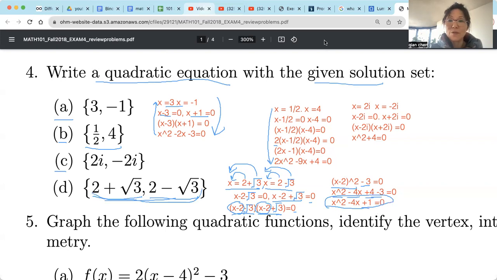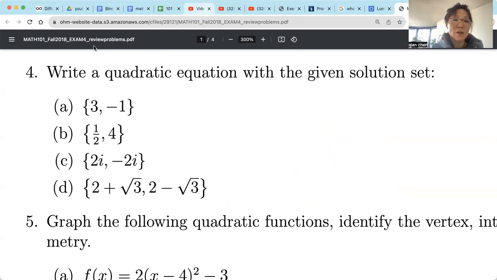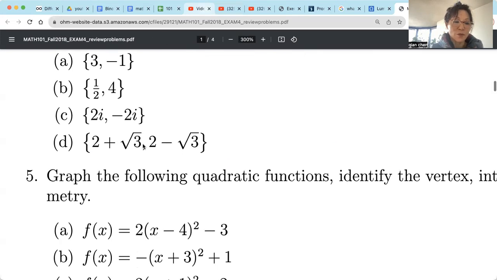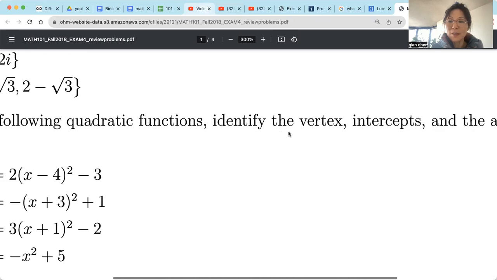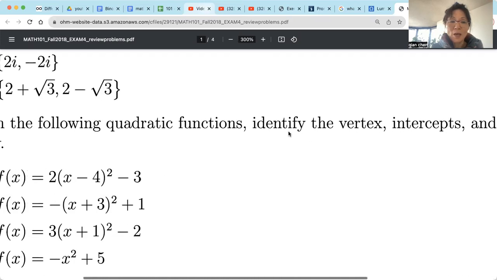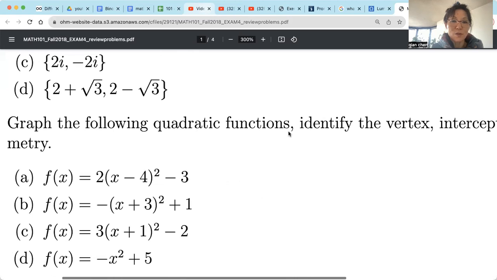Okay, that's question 4. Let's see question 5. We want to graph quadratic functions. We want to identify the vertex, intercepts, and axis of symmetry.